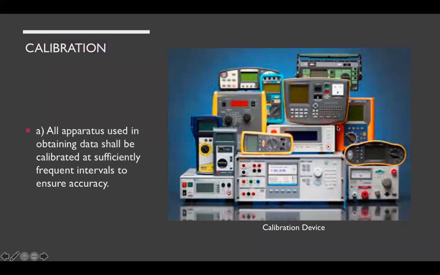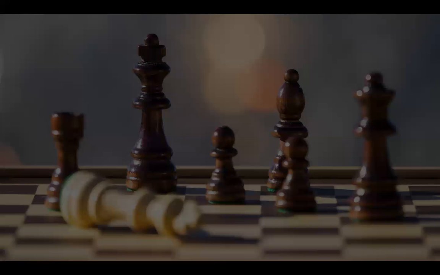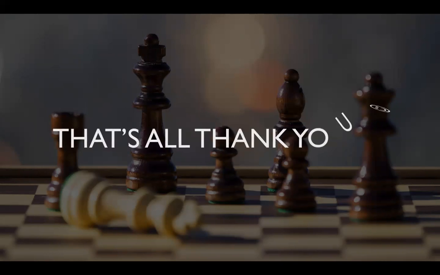So for the calibration, all the apparatus used in obtaining data shall be calibrated at sufficiently frequent intervals to ensure accuracy. Also, for the precision and bias, statements of precision and bias for these tests have not yet been developed. So that will be all. Thank you.